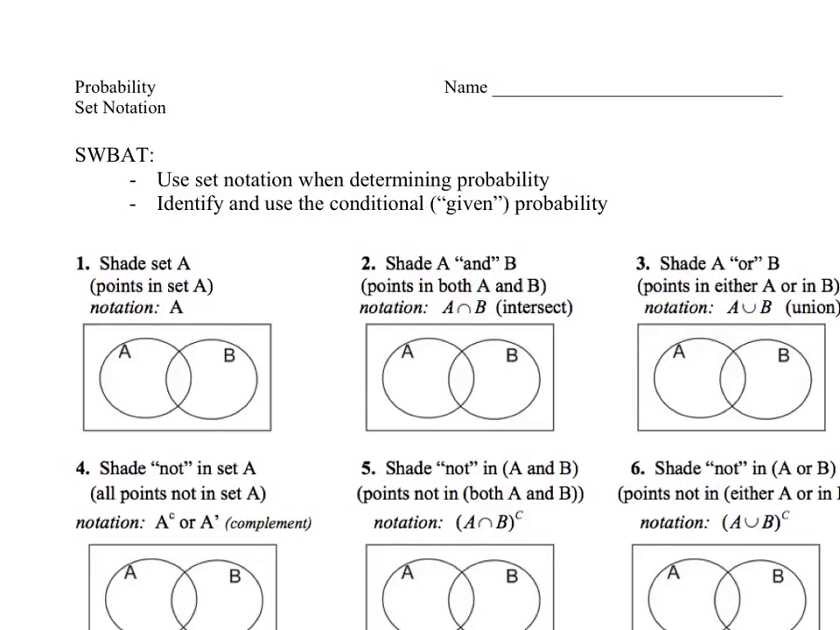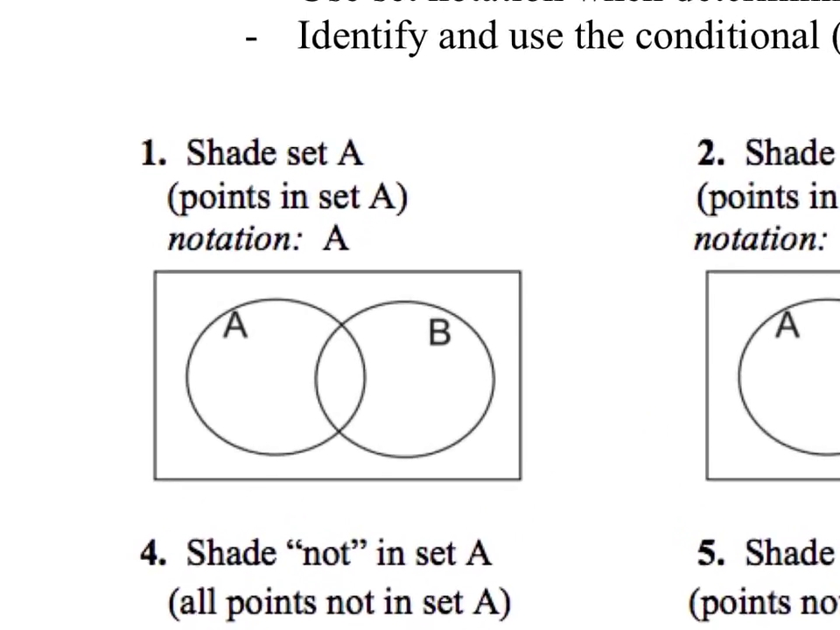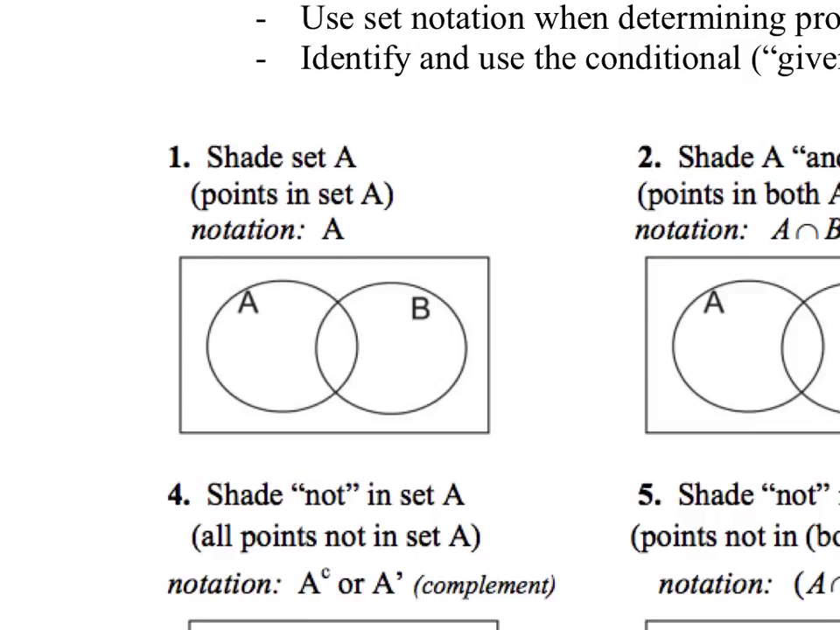Right, today we are learning about set notation and just how to use the symbols of set notation when we're doing probability, and also use the conditional, or the "given" probability, which we have talked about a little, but it's nice to have it set up. So we're just talking about general notation and Venn diagrams. Now we've done enough of those that this shouldn't be too bad.